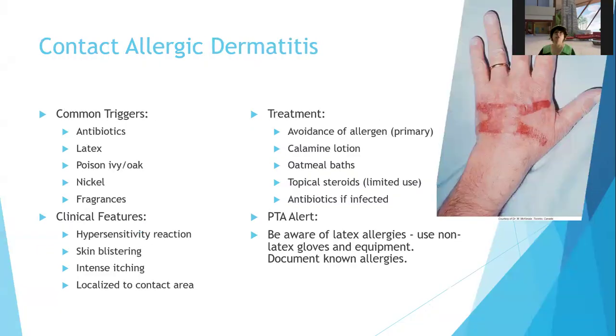Contact allergic dermatitis. Common triggers are antibiotics, latex, poison ivy or poison oak, and nickel, like people are allergic to metals that have a high nickel content, and fragrances can cause that. So it's a hypersensitivity reaction. It's a type 4 hypersensitivity reaction, which involves sensitized T cells. You get some skin blistering, intense itching. It's usually localized to the contact area.